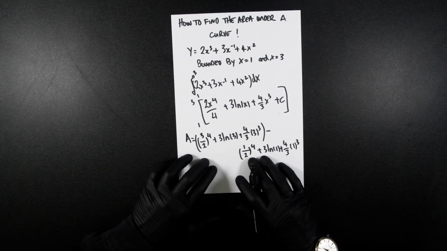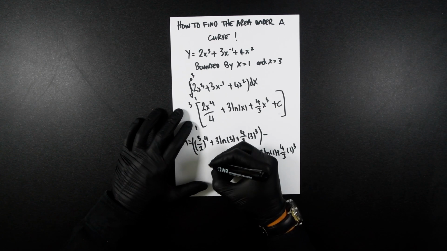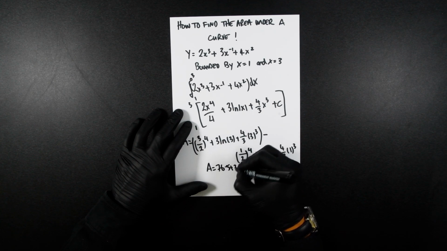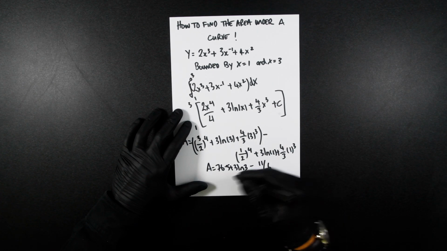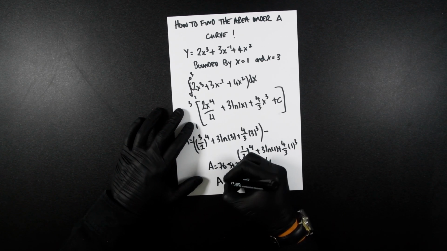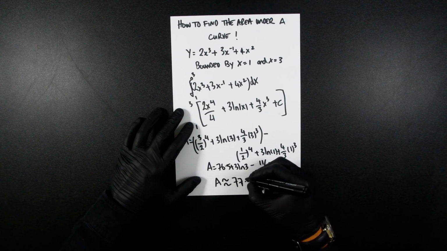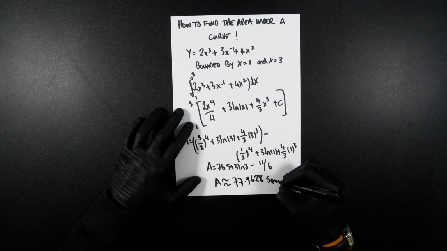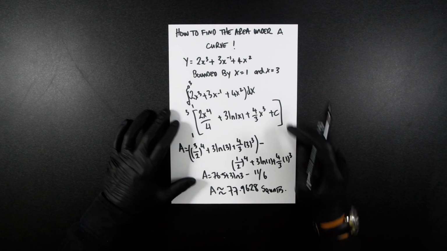And that is pretty obvious. You don't really need to use a calculator for that. A equals 76.5 plus 3 ln 3 minus 11 over 6. And then if you can just quickly do that in your head, A is roughly going to be 77.9628 square units.